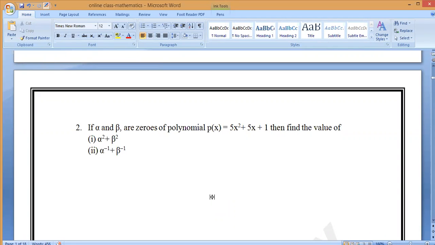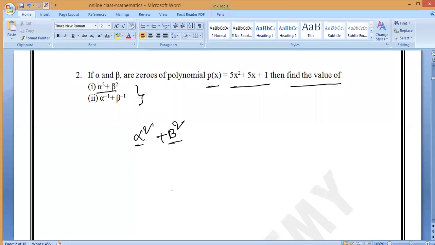If alpha and beta are zeros of polynomial p of x equal to 5x square plus 5x plus 1, then find the value of, here given two subdivisions. First one, alpha square plus beta square. Here we have to find alpha square plus beta square. How to find alpha square plus beta square? Using identities. Okay, that method is also correct.